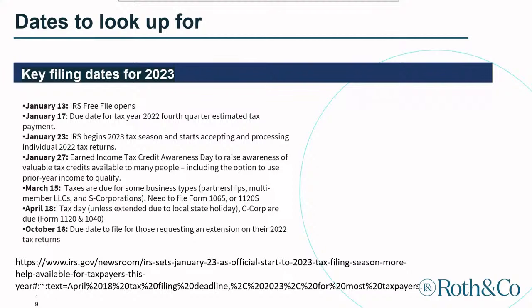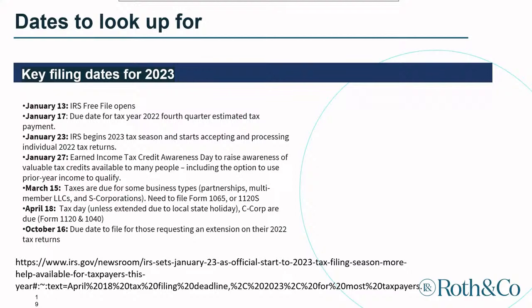April 18 is tax day, unless extended due to local state holidays. So C corps are due on April 18. That's Form 1120. And the 1040, our individual tax return, is also due on April 18. The reason for the March 15 deadline for LLCs and S corps, Form 1065, is because they will be issuing the K-1 that will be needed when you file your 1040. So the 1040 is filed at a later date. The due date is April 18th.